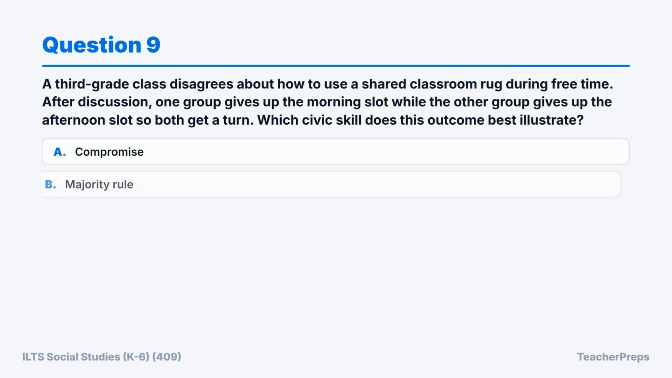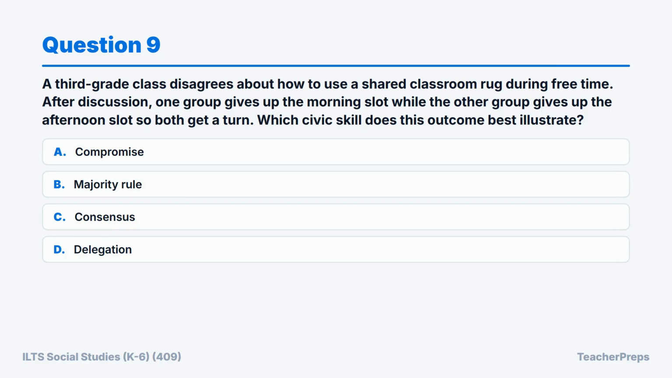Question 9. A third-grade class disagrees about how to use a shared classroom rug during free time. After discussion, one group gives up the morning slot while the other group gives up the afternoon slot, so both get a turn. Which civic skill does this outcome best illustrate? Pause the video and select the best answer.